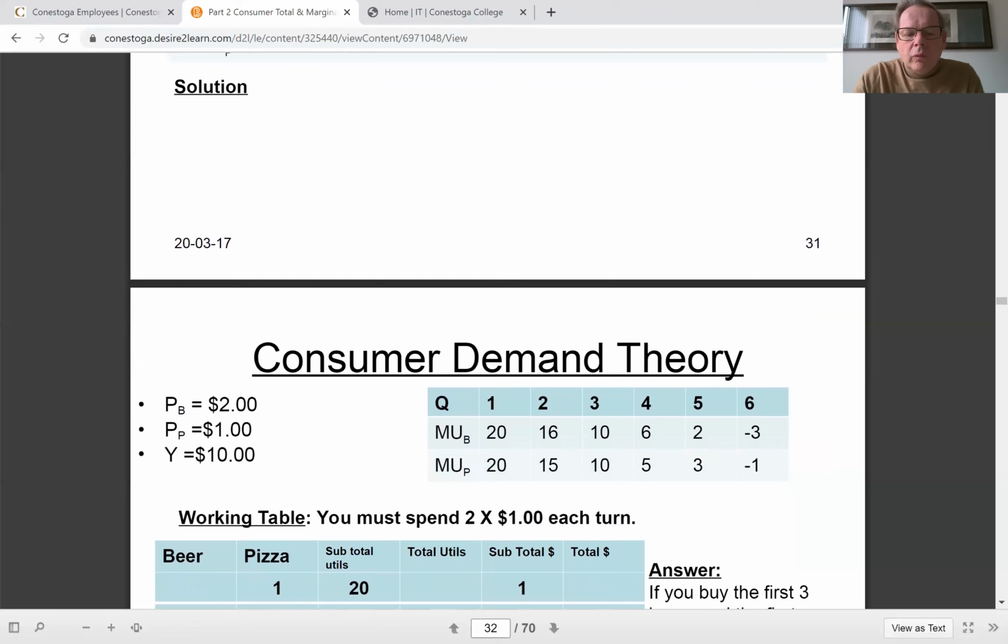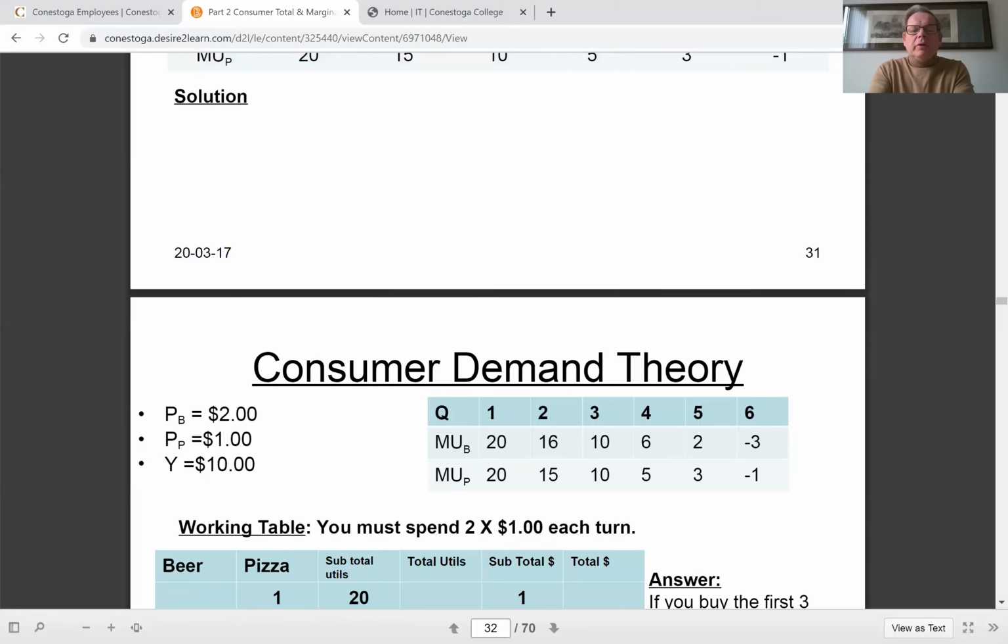So in this problem, how are we going to spend the $2? Are we going to buy the beer for $2 or the slice of pizza for $1 each? We're going to spend our money in lots of two $1 bills. So if I buy the first beer, I'm going to get 20 levels of satisfaction, and I've spent my money.